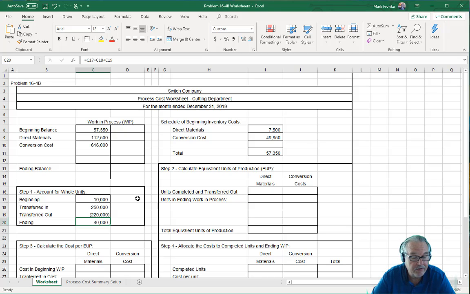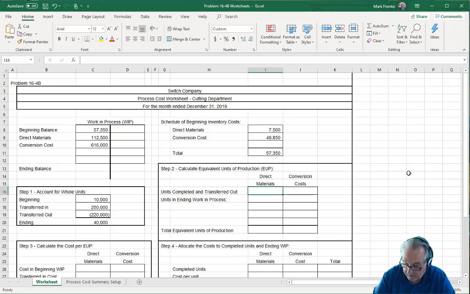Now, they told us in the textbook that these were 50% complete with respect to direct materials and 30% complete with respect to conversion costs. So we'll take that into account now when we calculate the equivalent units. The concept of equivalent units is, when we're talking about a percentage as being done, we need to convert that into how many units that would be.